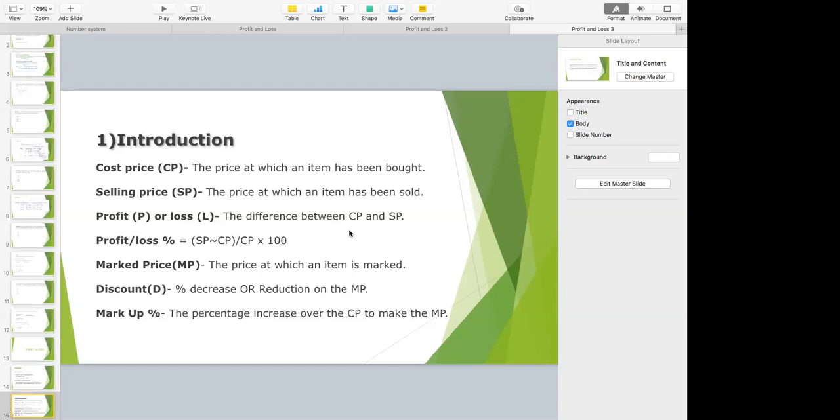Yes, Shubham? Marked price and selling price are different. Marked price is already written on the item that you are going to buy, and selling price is the amount which you pay to get the article. Now in some of the cases you get a discount, so in that case the selling price is less than the marked price, but in some cases you don't get any kind of discount, so in that case the marked price and the selling price are equal. Now is that okay?